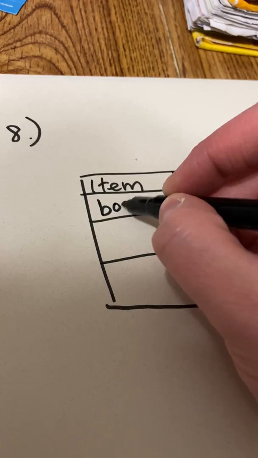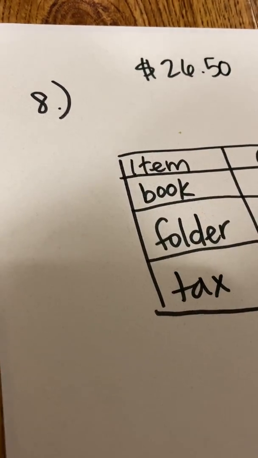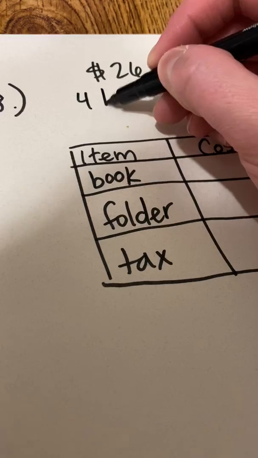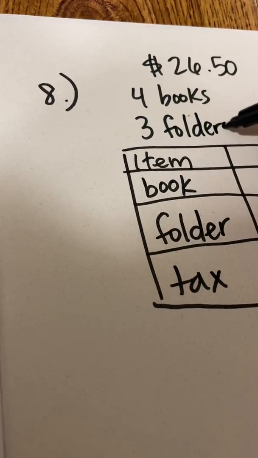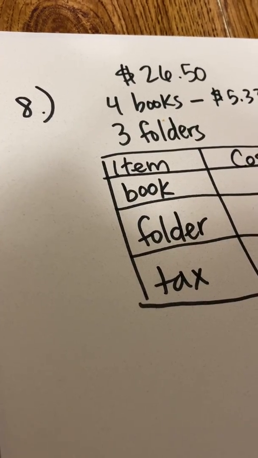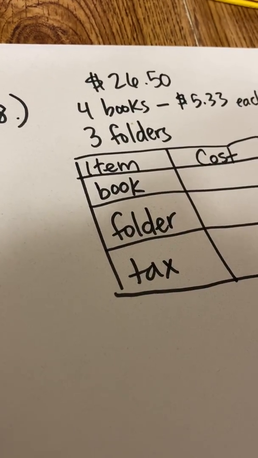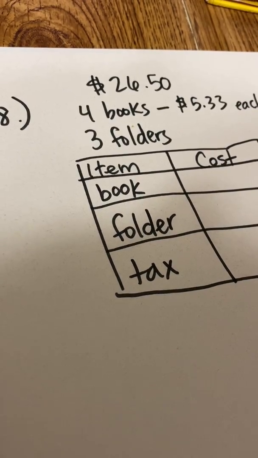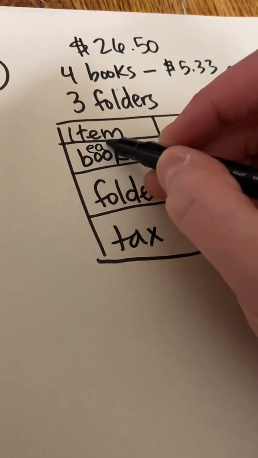So this is the cost of book, folder, and tax. Okay. So it says Dawn spends $26.50, including sales tax, on 4 books, 3 folders. The books cost $5.33 each, and the total sales tax was $1.73. So this says over here in the chart, it says the cost of each book and each folder.